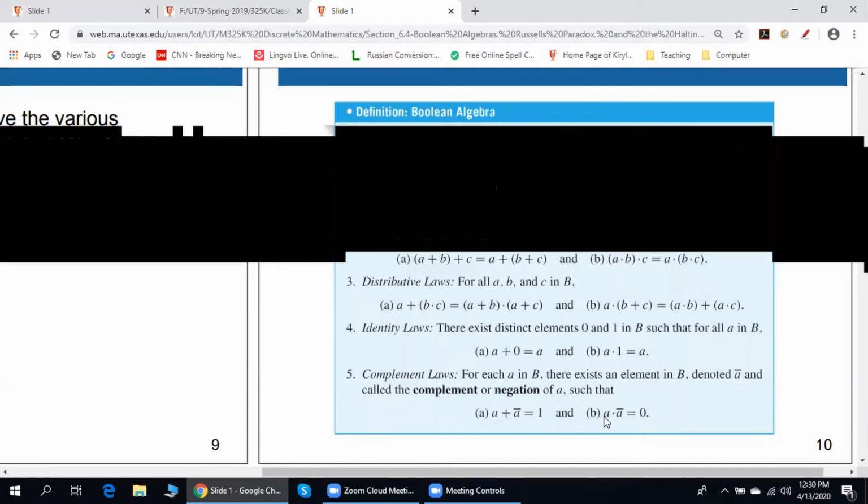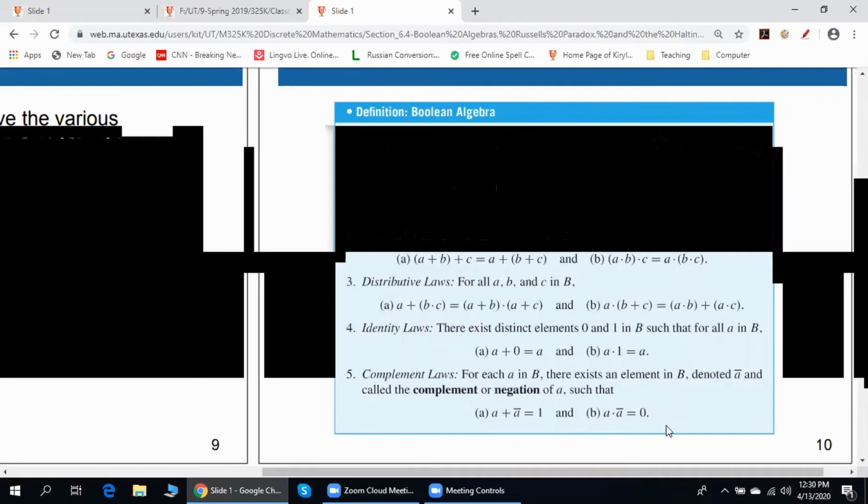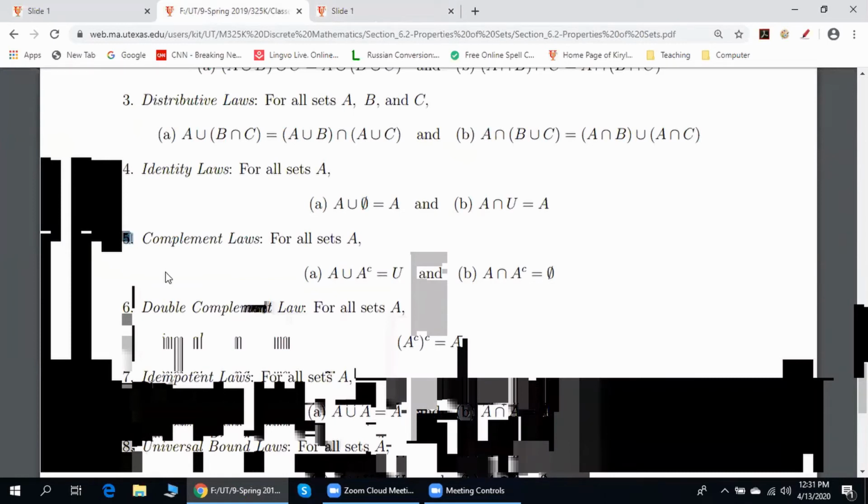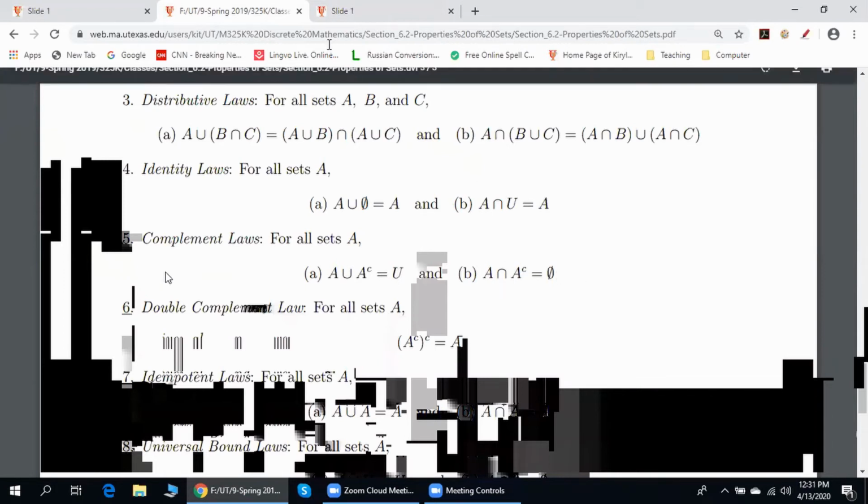The intersection of A and A complement is the null set. It's exactly what we see here. Number 5: A union A complement is universal. A intersection A complement is the empty set.